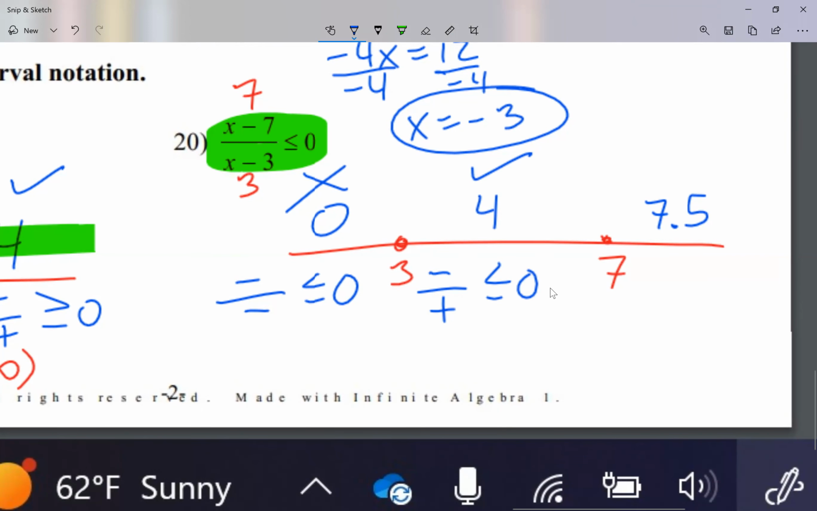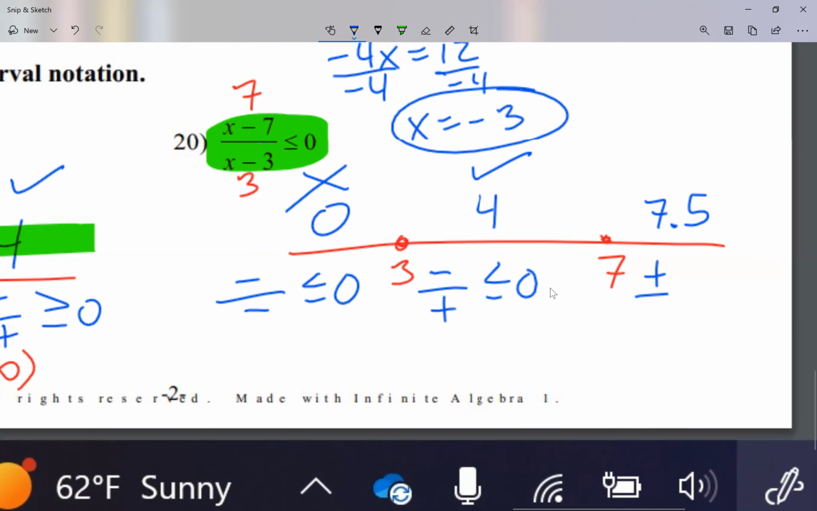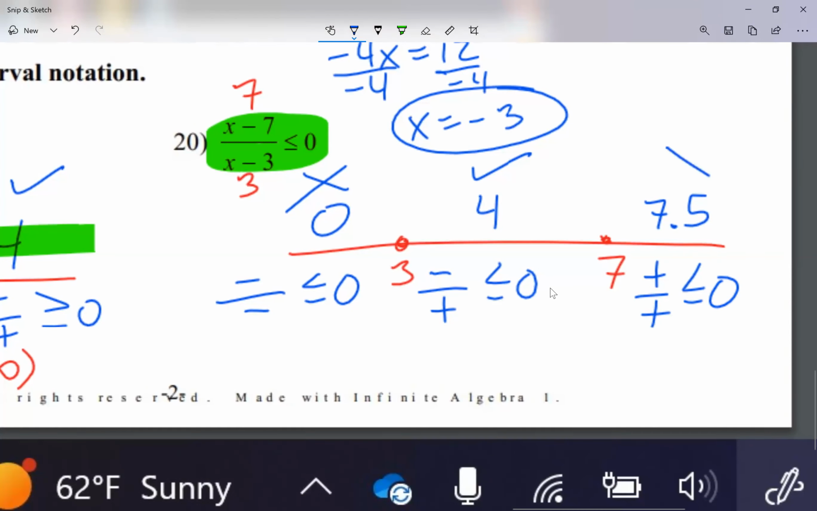Let me try my last section, 7.5. 7.5 minus 7, it's positive. 7.5 minus 3, it's positive. I'm not quite interested in the number, just interested in the sign. Is positive divided by positive less than or equal to 0? No. In this case, only this section worked.